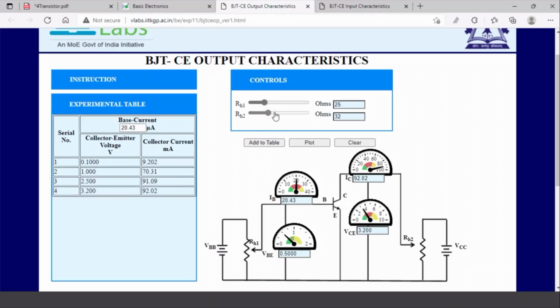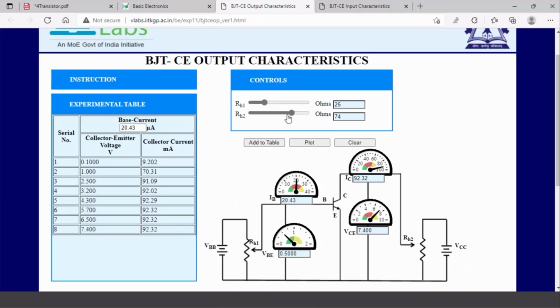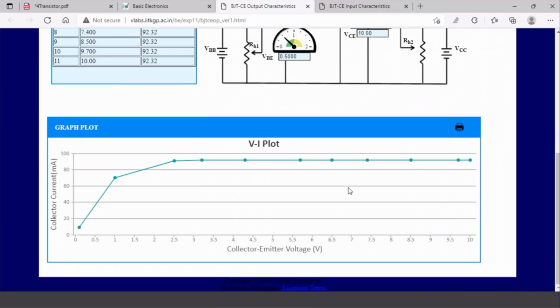You can see I have taken just a small number of readings. You have to take more readings later whenever you do this. I have taken around 11 readings. You will get more readings and a smoother curve. And to get the plot, click on plot. We are getting the characteristics here.